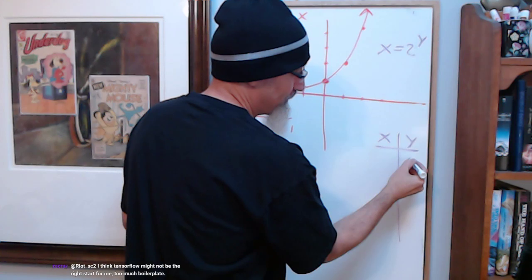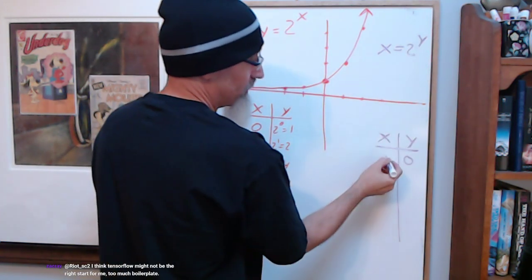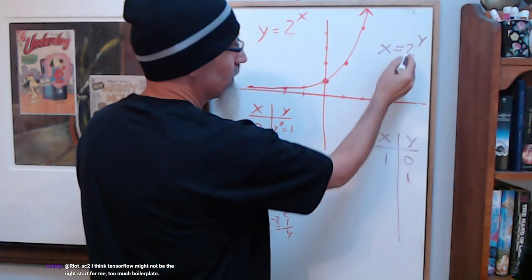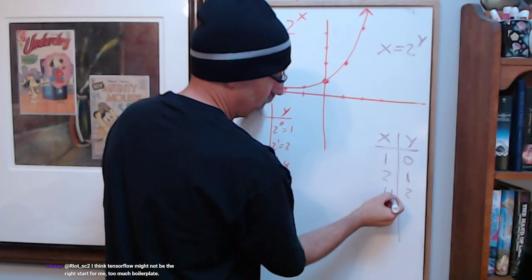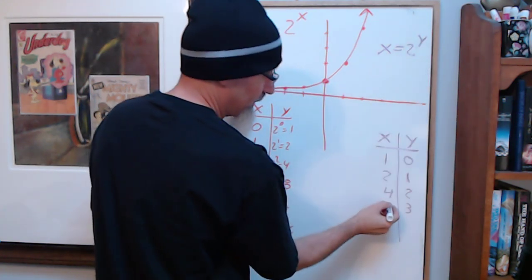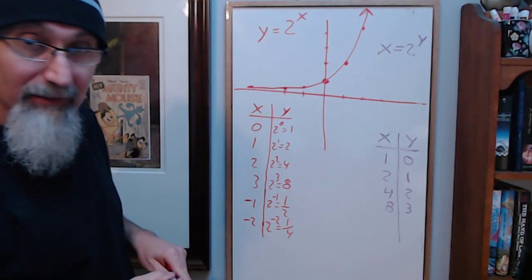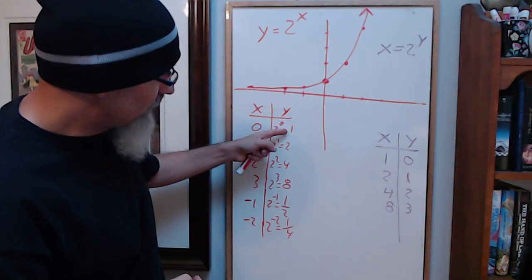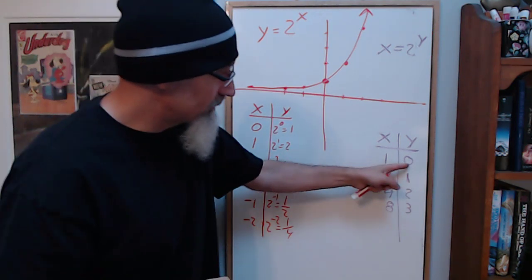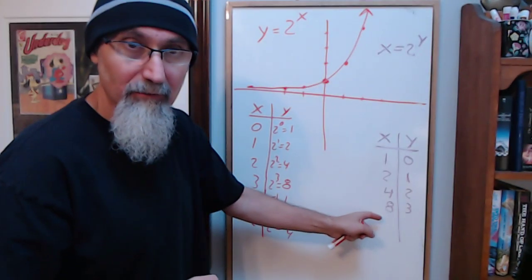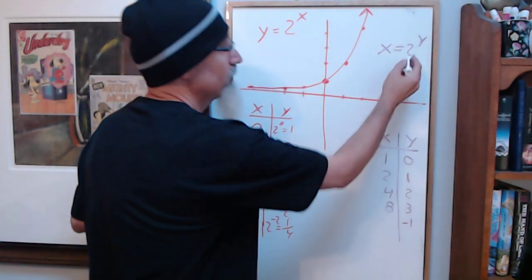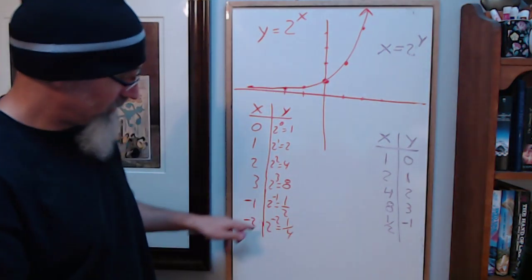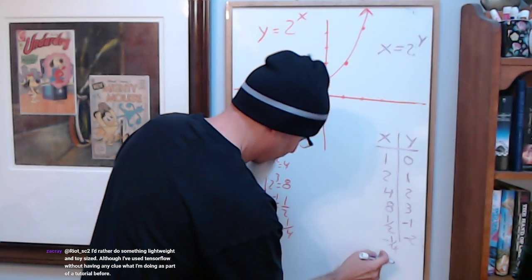So let's plug in values for y. When y is 0, 2 to the power of 0 is 1. When y is 1, 2 to the power of 1 is 2. When y is 2, 2 to the power of 2 is 4. When y is 3, 2 to the power of 3 is 8. Take a look: 0, 1; 1, 2; 2, 4; 3, 8. Okay, let's try one more. y is negative 1. 2 to the power of negative 1 is 1 over 2. So negative 2 gives, sorry, 1 over 4, right?